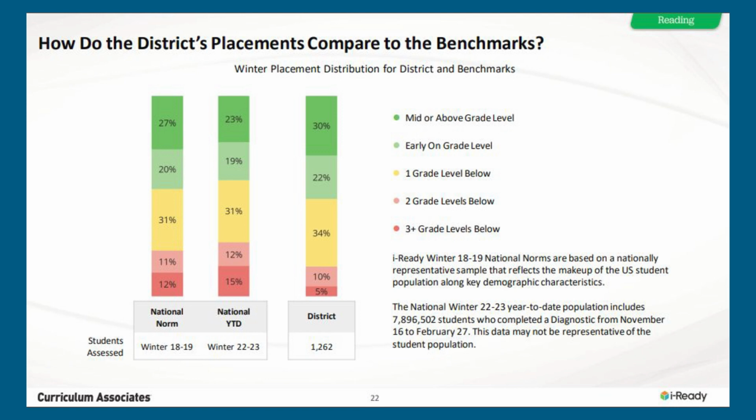This slide will compare us, so this is our district here, compared to the national year to date. About 7.89 million students in the country take the iReady diagnostic. And the national norm is the winter of 18-19. That's because that was the year pre-pandemic that they had all 3 assessments that they could norm the data. As you see here, we are at 30%, sorry, my eyes. We do better comparatively for on mid or above and early on than the rest of the nation at this time for the winter assessment.